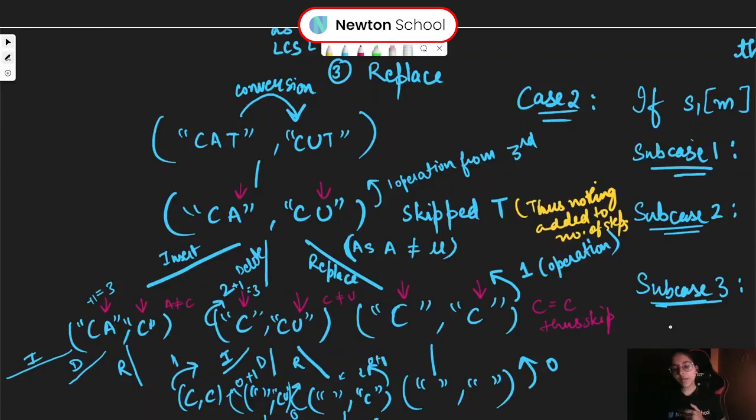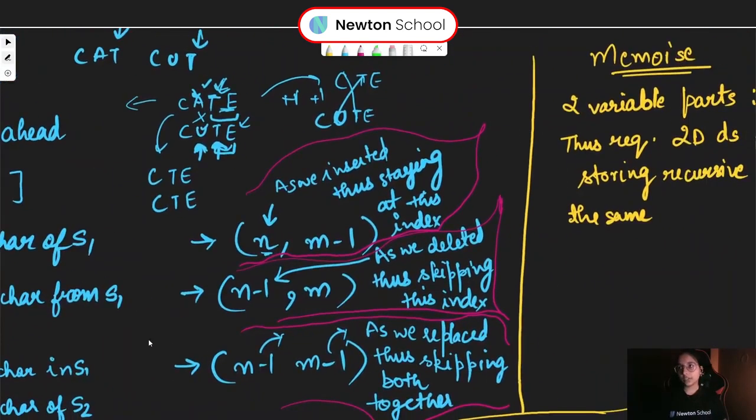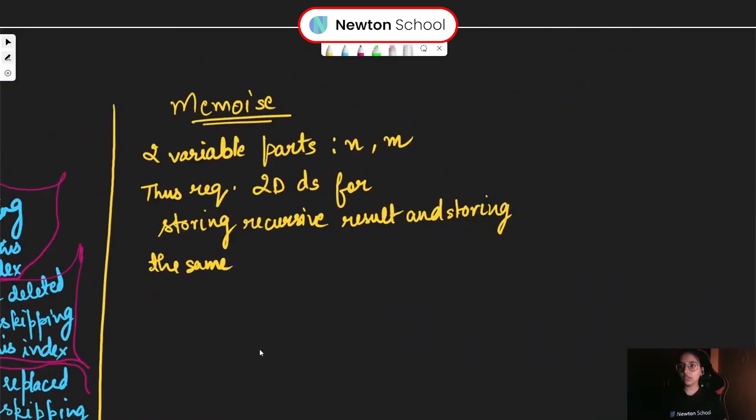So in that scenario, either we can insert, or we can delete, or we can replace. That's why for that particular scenario we are giving 1 to that thing. So this is the thing which we will be doing there. So this was about the recursive relation, the base case, and the options. Now comes the part of how we need to memoize it.